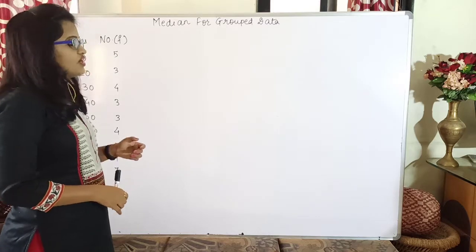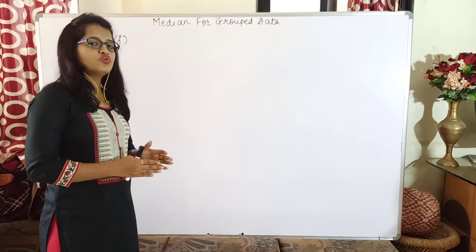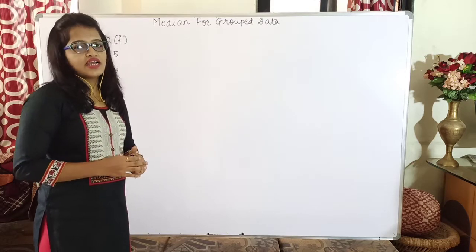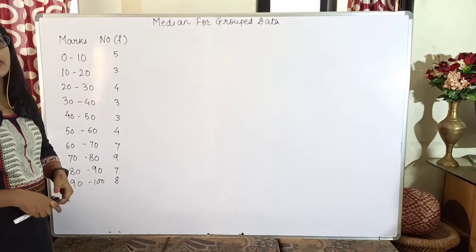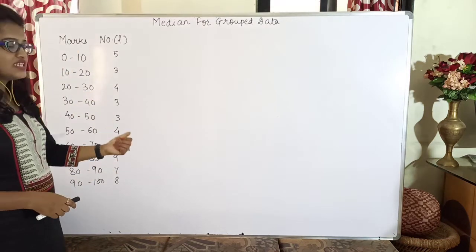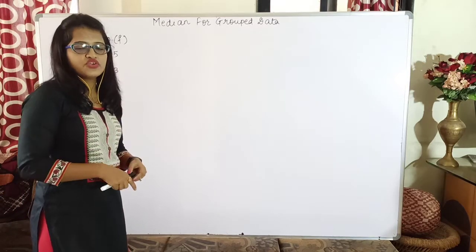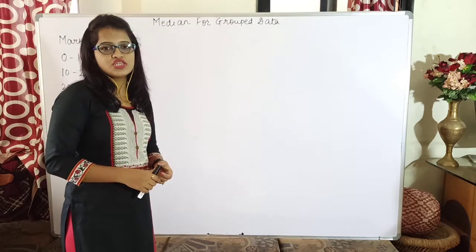So here we are going to see a formula for finding the median, but before doing that we have to first find the median class. I mean, out of these classes, which is the class which will give us the median value. Now, same as the previous one, where for the ungrouped data we made a cumulative frequency, here also we are going to make a cumulative frequency column.